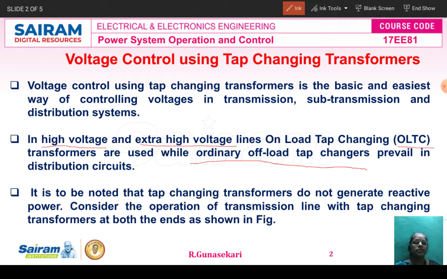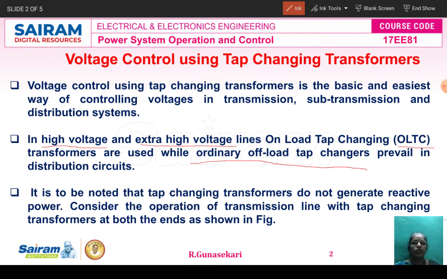It means that while the transformer is in service, we can change the tap changing switches; that is called on-load tap changing. Off-load tap changing means you switch off the power supply and the transformer is offline, not in service. At that time we can change the tap changing switch; that is called off-load tap changing. You already studied on-load and off-load tap changing transformers in the third semester in the transformer and generator subjects.